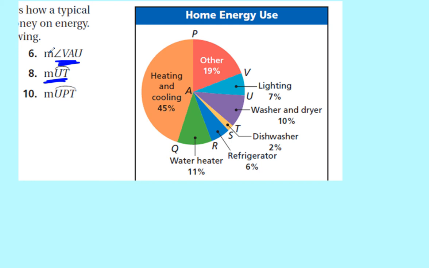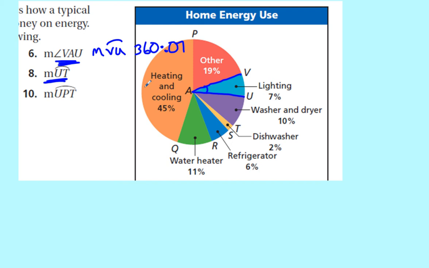So like if we say the measure of angle TOU, which is this piece here, this angle is exactly the same as the measure of arc VU. Either way you look at that, it's 7%, so this is 7% of a circle, so it's 7% of 360. So we say, what's 360 times 0.07?